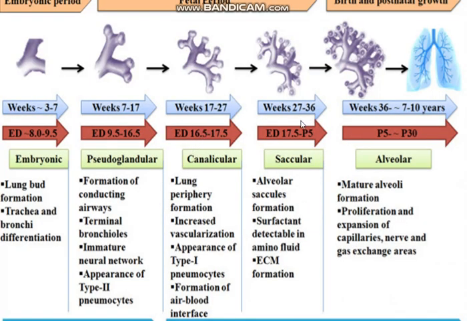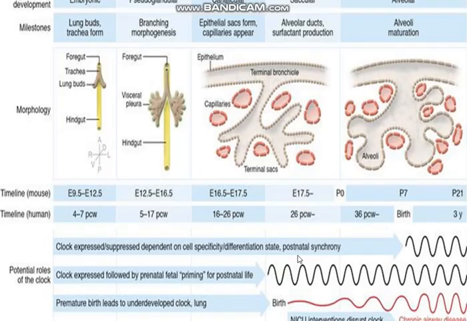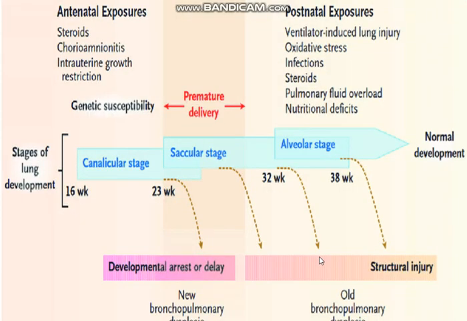At 24 weeks, alveolar saccule formation occurs and surfactant is detectable in amniotic fluid. In premature delivery, the stage of lung development is the saccular stage. The developmental arrest or delay leads to bronchopulmonary dysplasia.